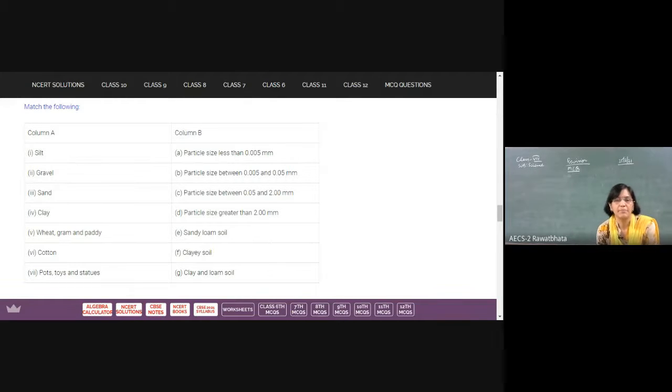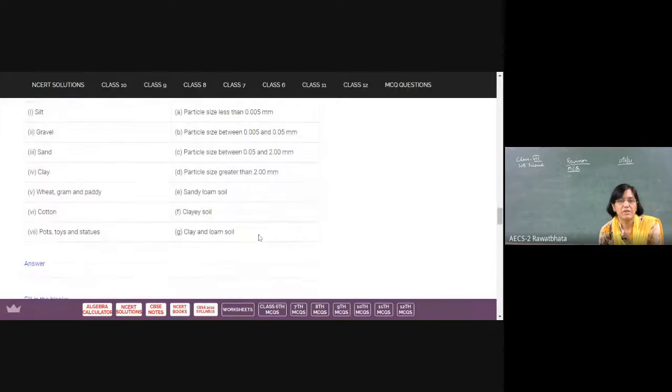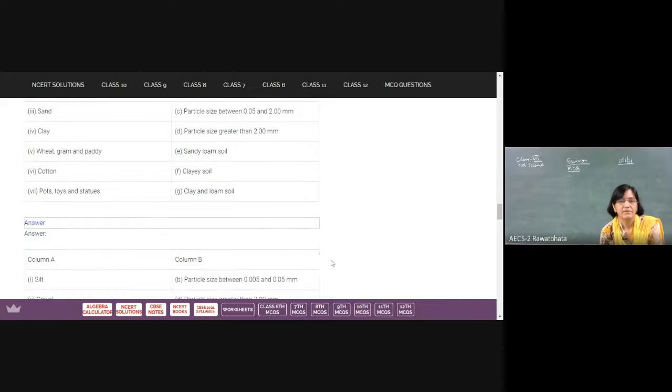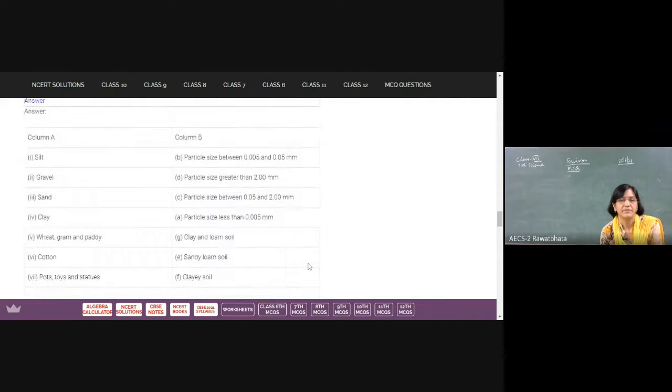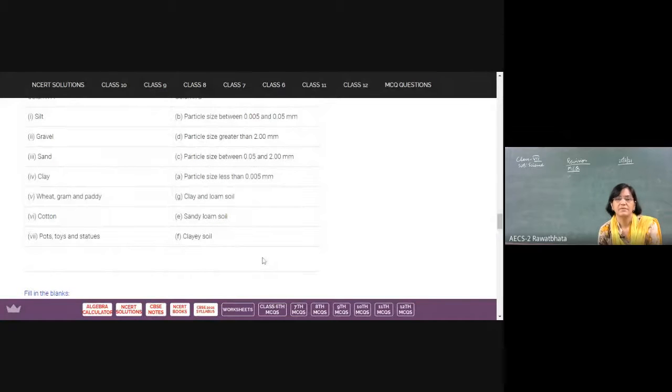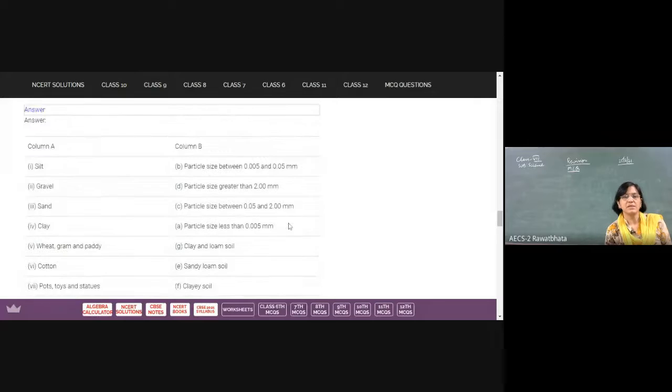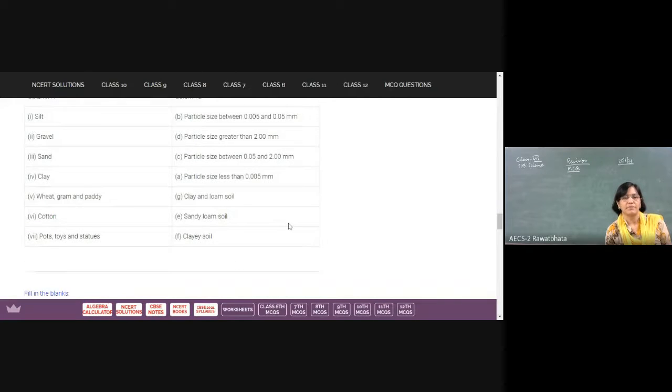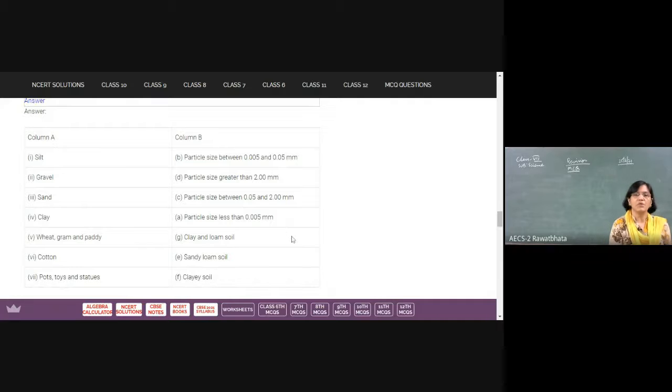And we can match them one by one. You must have seen it by now. Right? Now let me display its answer. Silt. You may take a screenshot because the particle size is not mentioned in the textbook. You can take a screenshot of it.